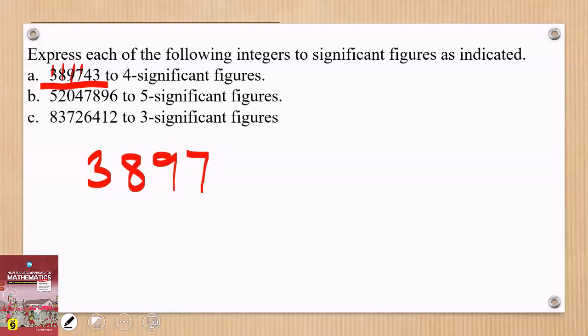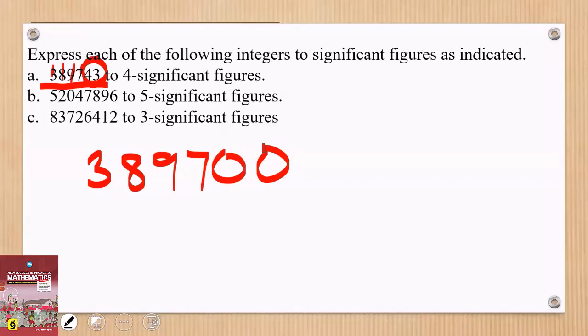Now, after getting our 4 significant figures, the immediate number that comes after the 7 is 4, which is less than 5. So we can't round it up. And so those 2 remaining numbers, we replace them with 2 zeros. And that becomes the answer. And so our figure 389743 can be written as 389,700 to 4 significant figures.